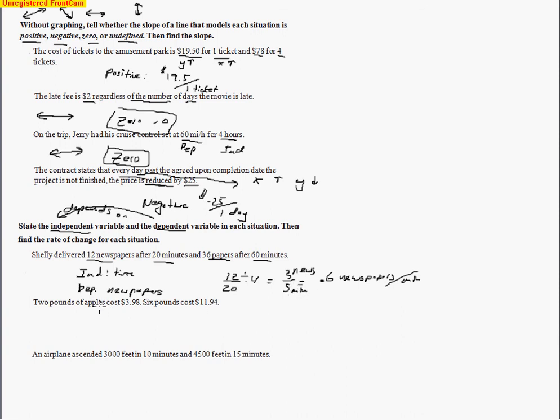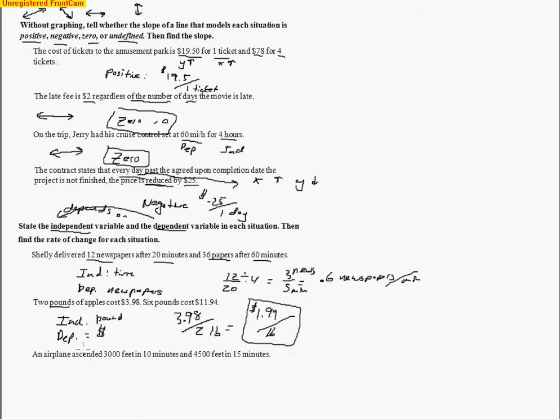So it says 2 pounds of apples cost $3.98. So pounds is independent. It doesn't matter how many pounds you purchase, but cost is dependent on pounds. And so that's going to end up being our situation. And if I set this up, I have $3.98, and that is for 2 pounds. And so if I go ahead and do the reduction, that leaves me with $1.99 per pound.